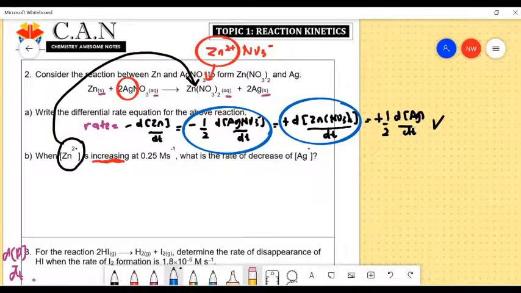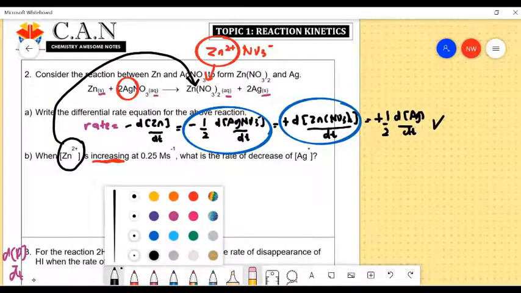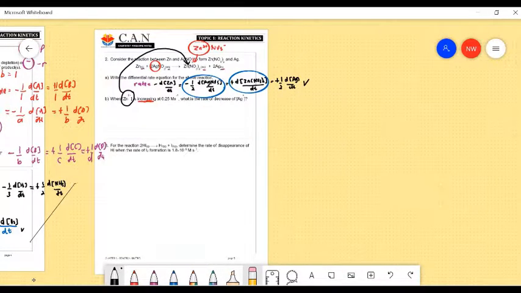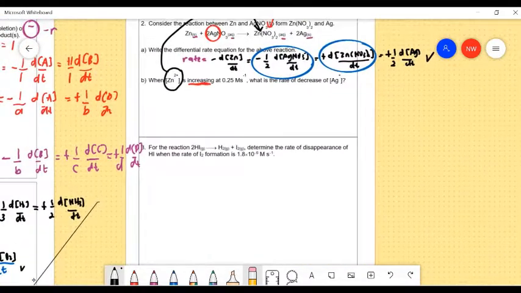Kita tulis dahulu persamaan untuk rate of reaction. Sekejap ya. So, kita tulis dahulu persamaan dekat sini. Apa yang kita nak cari adalah depletion of silver ion. So, kita tulis apa yang kita tahu dulu. Zinc tu sebabkan dia produk, so positif lah. So, sorry. Kejap ya. I betulkan balik. Kenapa dia lari ni?